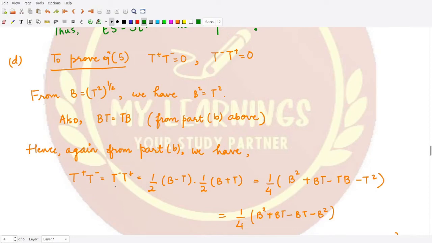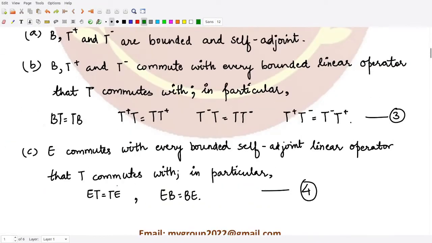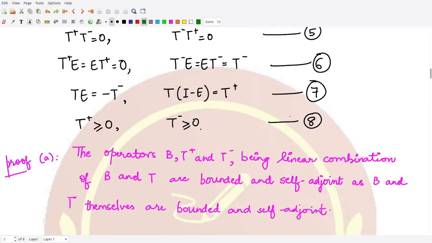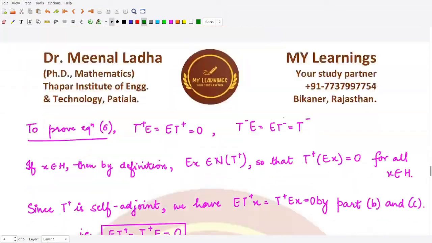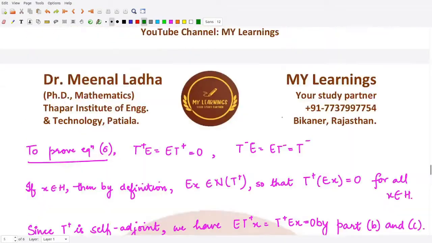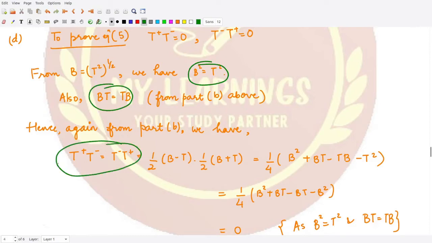How? Let me show you. T positive T negative equal to T negative T positive, that we have already proved, and this result was there in part B. Using this result, B square is equal to T square and BT is equal to TB, and both of them are equal to each other. So what do we have?